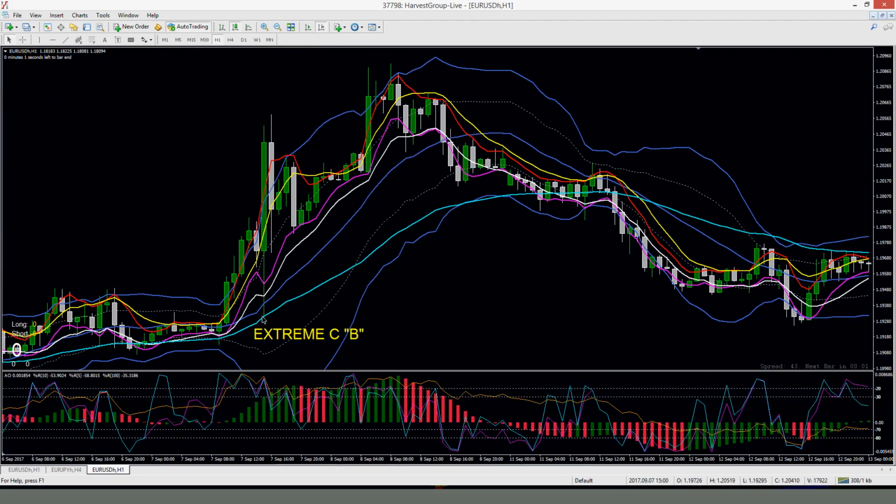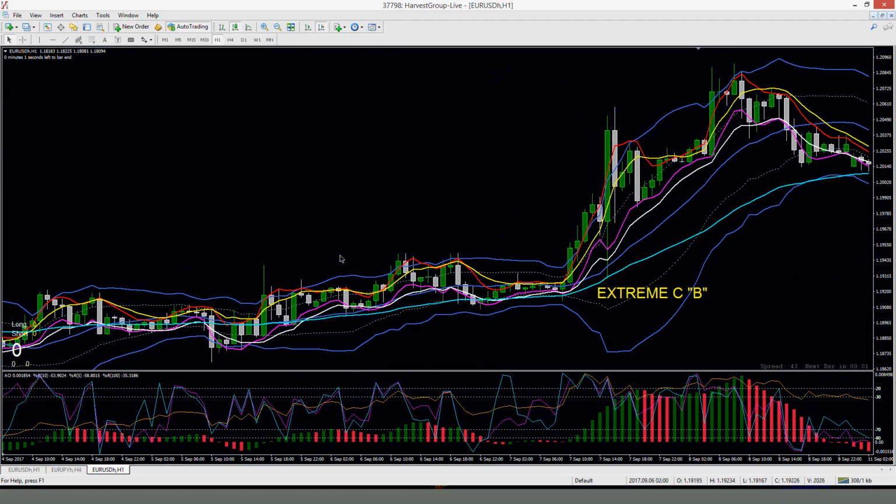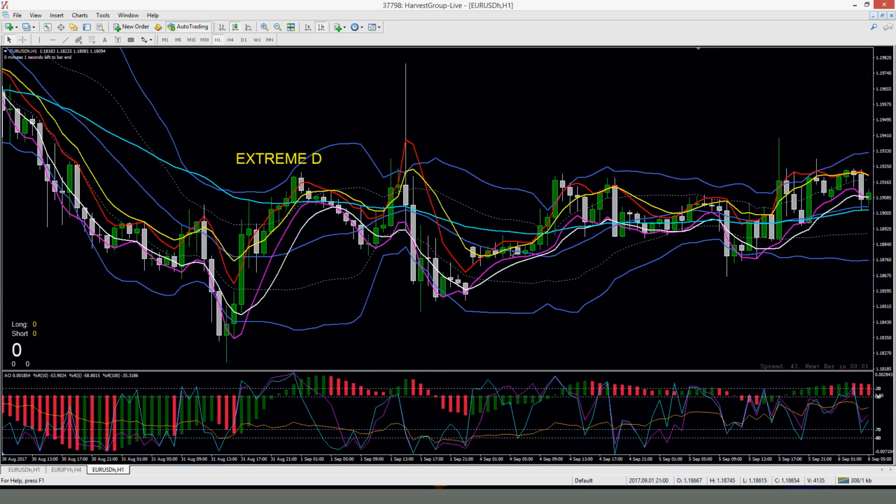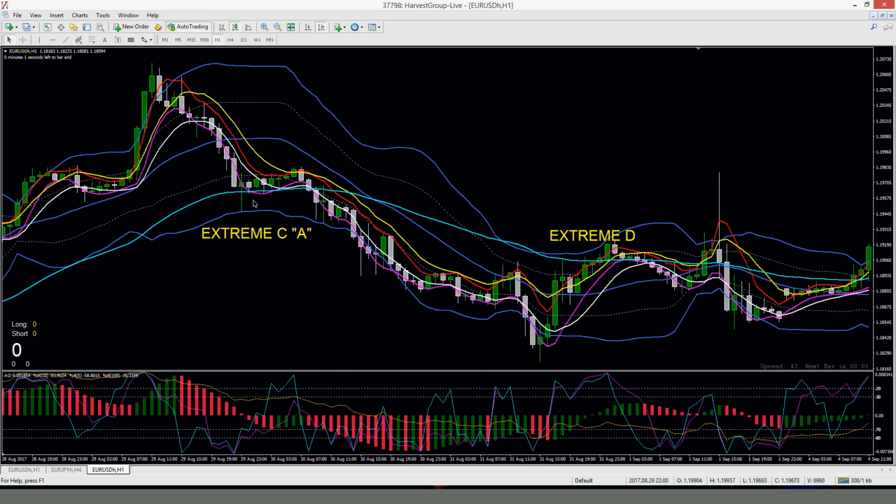And here's a good example of extreme CB, whereby the candle rejects MA50 within the area of mid BB. Okay, that's extreme CB. Extreme D is if a candle does not manage to break top or low BB, without even the MA going outside. So this is what you call extreme D. The candle couldn't break through Bollinger bands.